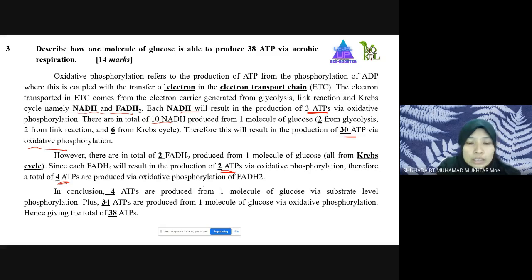And last, you total up all the ATP produced. So you got glycolysis and substrate level phosphorylation, you got 4 ATP. And then for oxidative phosphorylation you got 34 ATP. You total up dapat 38 ATP. Okay, so macam tu je. Tak payah cerita satu step, cerita je kat mana ATP terhasil.